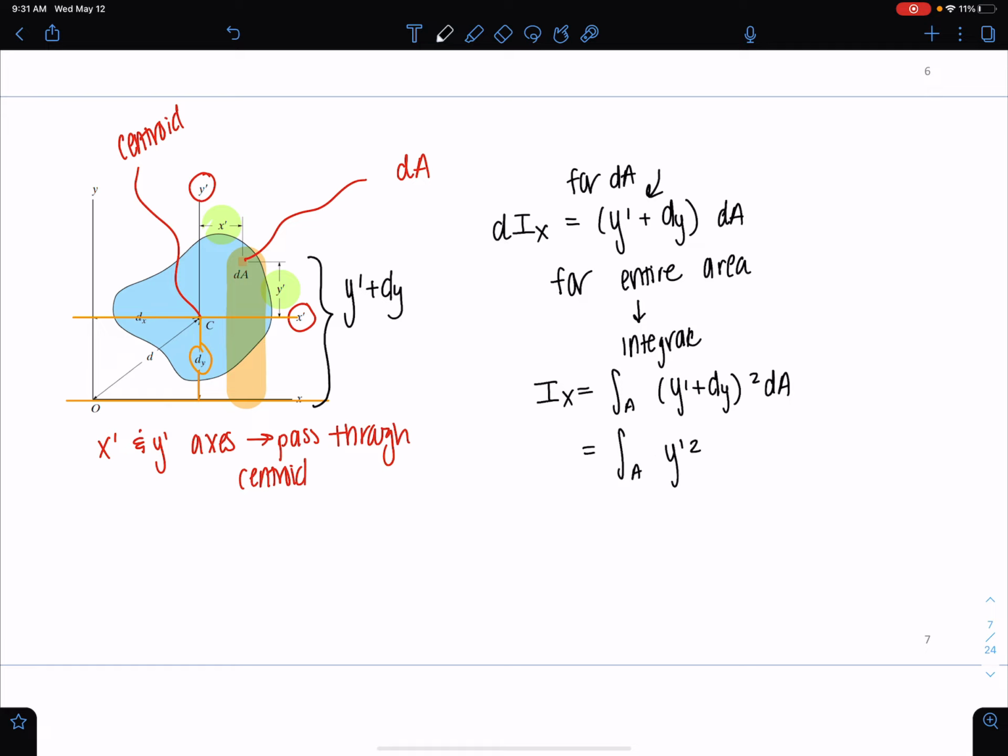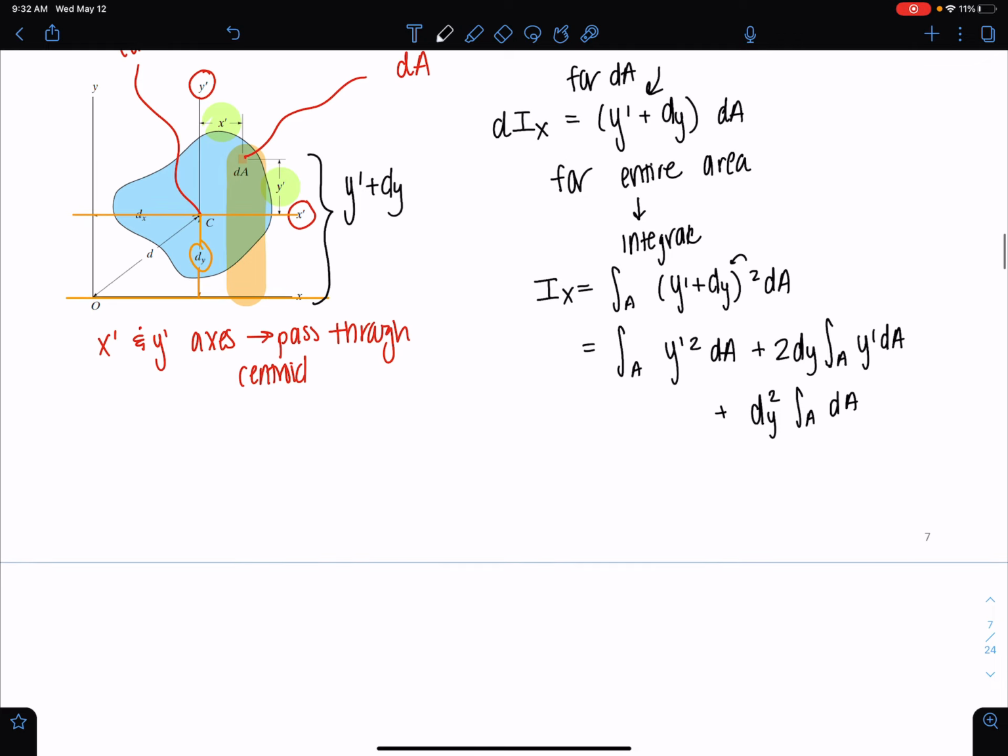We'd have the integral of y prime squared dA plus, I'm foiling this out, right? 2 dy integral of y prime dA plus dy squared integral of dA. I'm taking out dy because it's a constant here, okay? And this first integral that we took, right? This first integral, okay, this is equal to the moment of inertia of the area about the centroidal x prime axis, right?